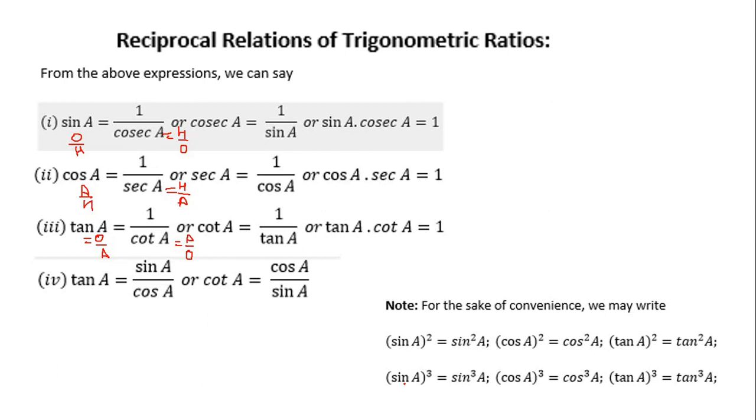Similarly, sin A whole cube, instead of writing or speaking this, we can write sin cube A. Also we can speak it as sin cube A. Similarly for cos A whole cube, we can write cos cube A. Tan A whole cube, we can write tan cube A.